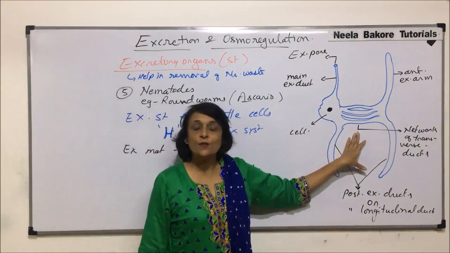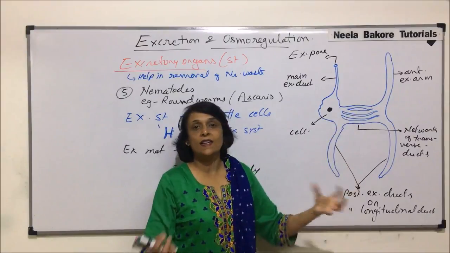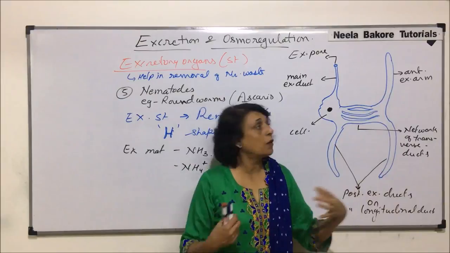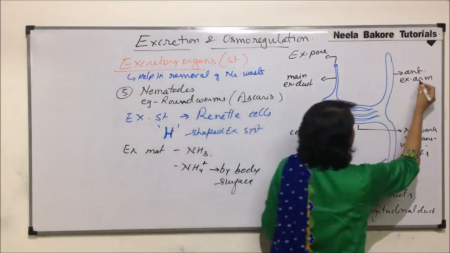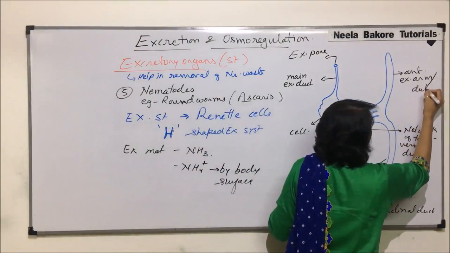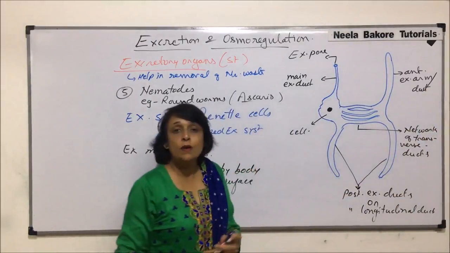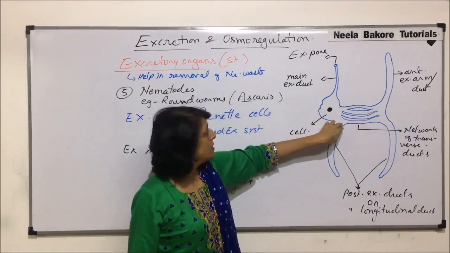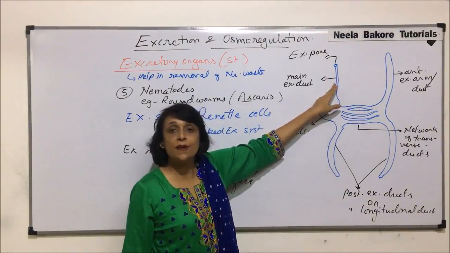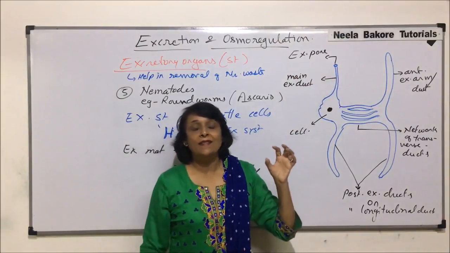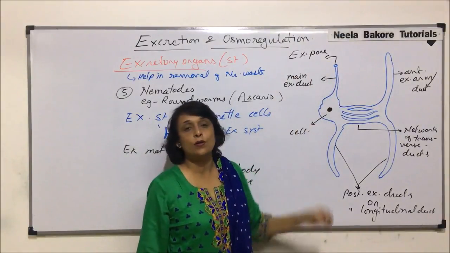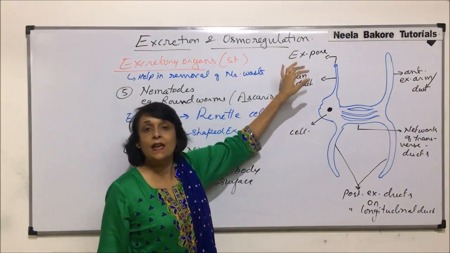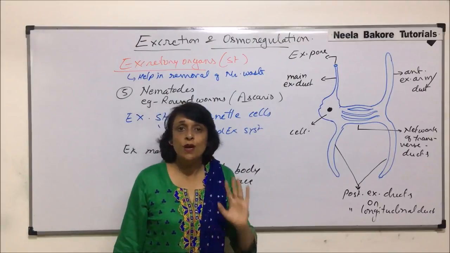So what are these transverse ducts going to do? They are going to collect the waste from the surrounding. Even the posterior and the anterior ducts are going to do the same thing. We have written it as arm, it is also known as duct. They are also going to collect the waste, and all this waste with the help of this main excretory duct would be poured out. And these openings, the excretory pores, are present on the underside of the body near the pharynx. So this is where the elimination of the nitrogenous waste is going to take place.